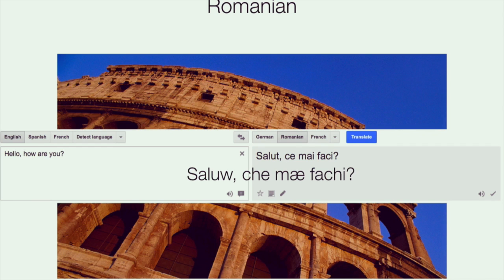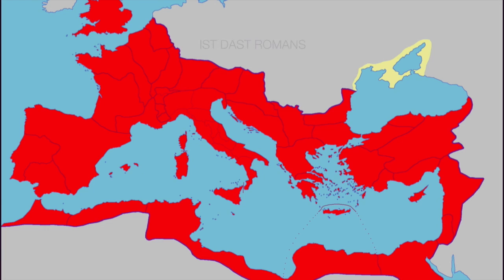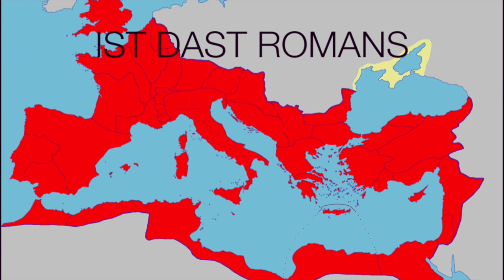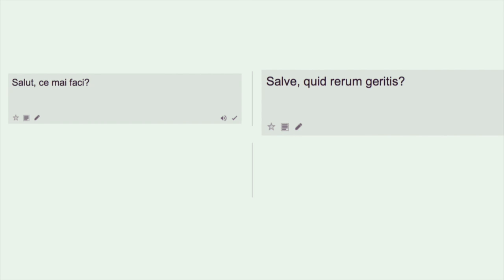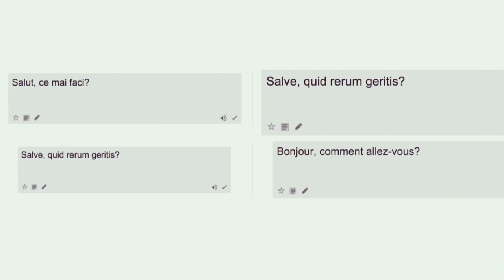Salut, mai faci? I mean, if you look at this map, you can see that the Roman Empire stretched from Asia Minor all the way to the Atlantic, greatly expanding the Latin language. But if you want to look at this in a much more interesting way, look at the Roman Empire in all of its provincial glory. Quite a lot, as you can obviously assume. But if you compare Romanian to Latin, you can see it looks quite similar. But if you compare the same Latin phrase to French, you see quite a bit of differences.